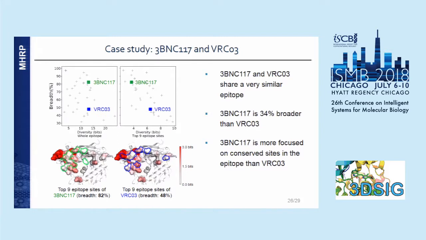Yes. So if you use those four or five residues rather than the top nine, do you get different results? Or what was the reason you chose nine?